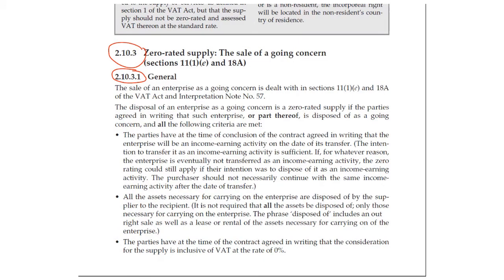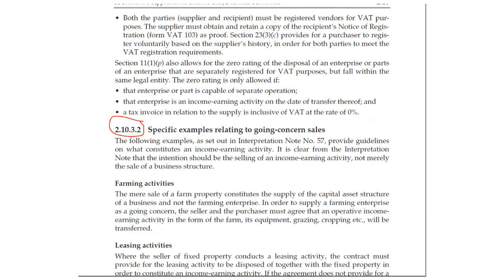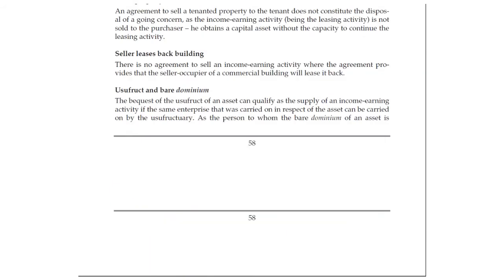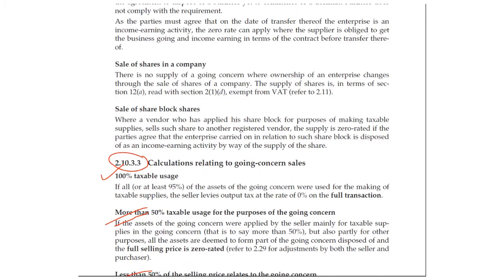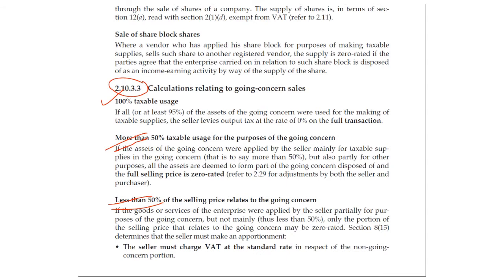2.10.3, sale of going concern, that again we are going to be looking at, as well as the specific examples relating to going concern. In terms of calculations, you will see at 2.10.3.3, and this is also indicated in your module guide.